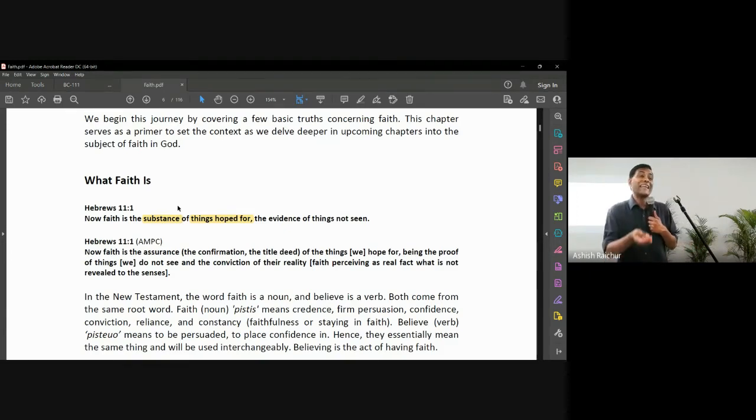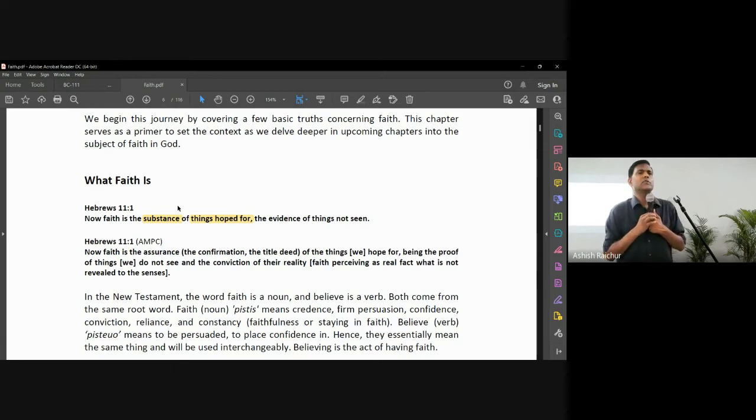So think about this. Faith is the substance. It is the foundation or the reality, or it gives substance to something you hope for. So faith is the groundwork on which what you hope for comes into your possession. Faith is the proof of ownership, that what you hope for is yours.